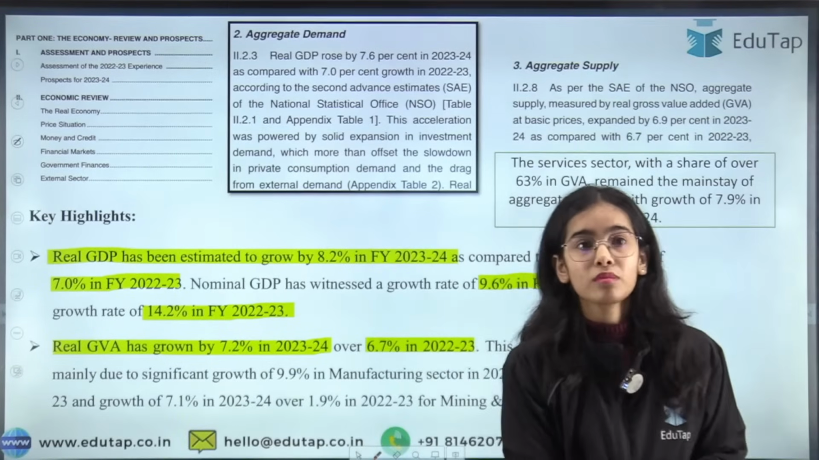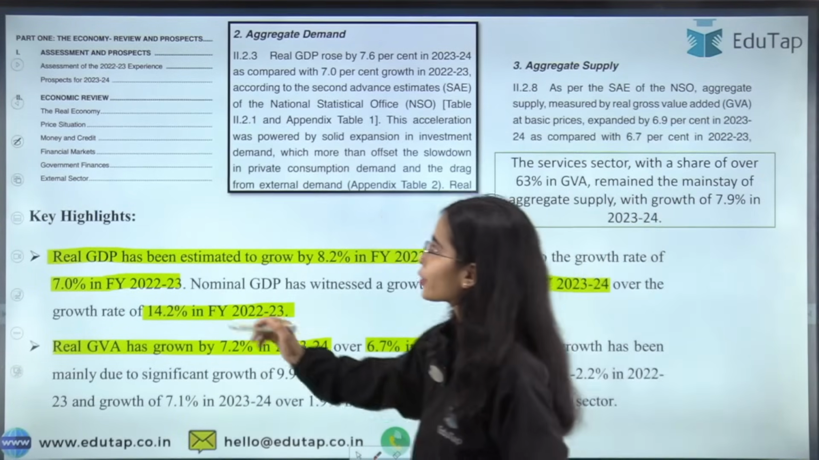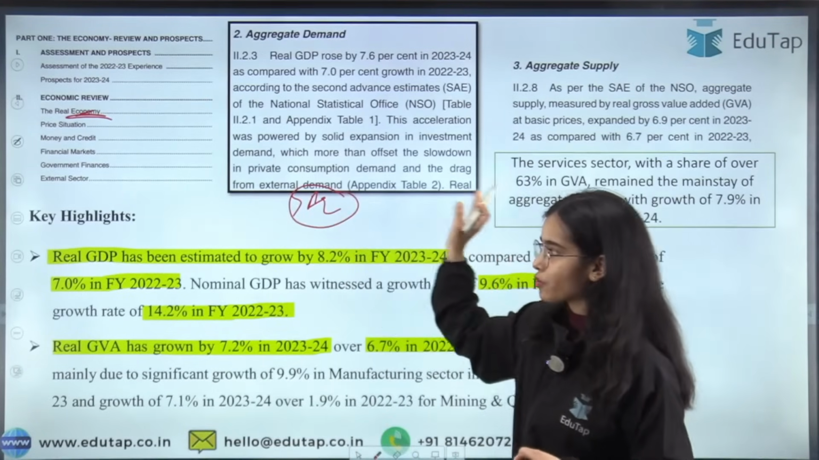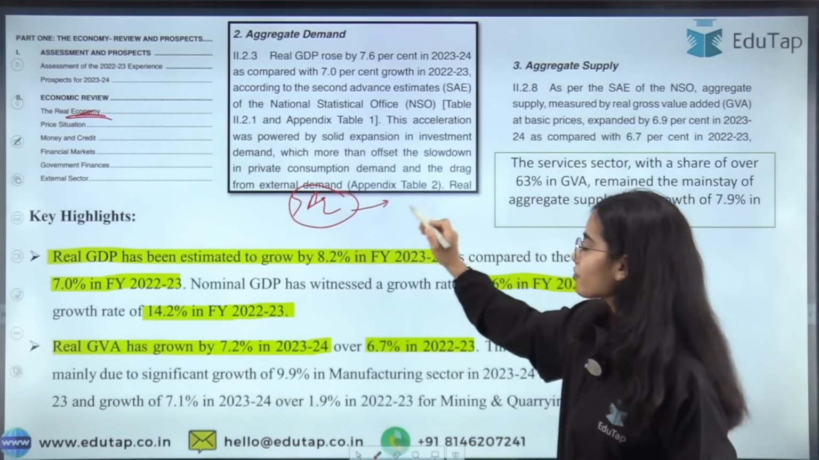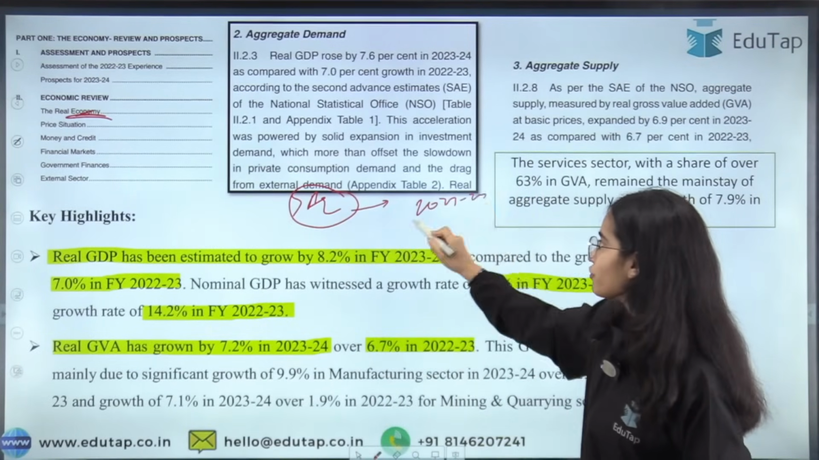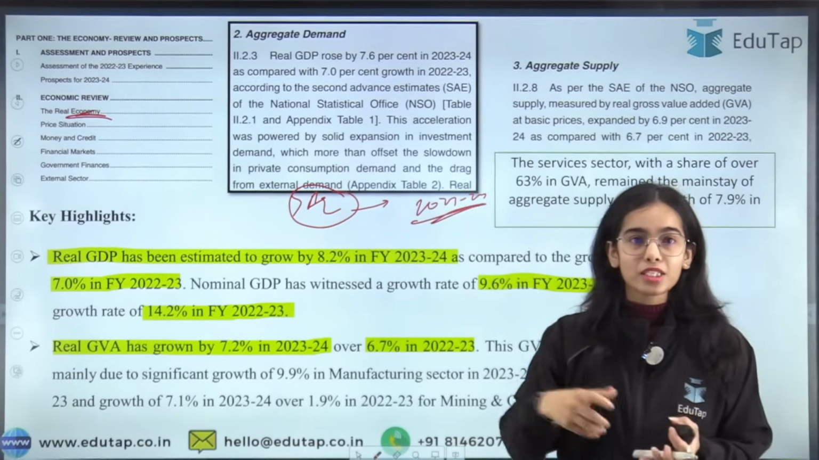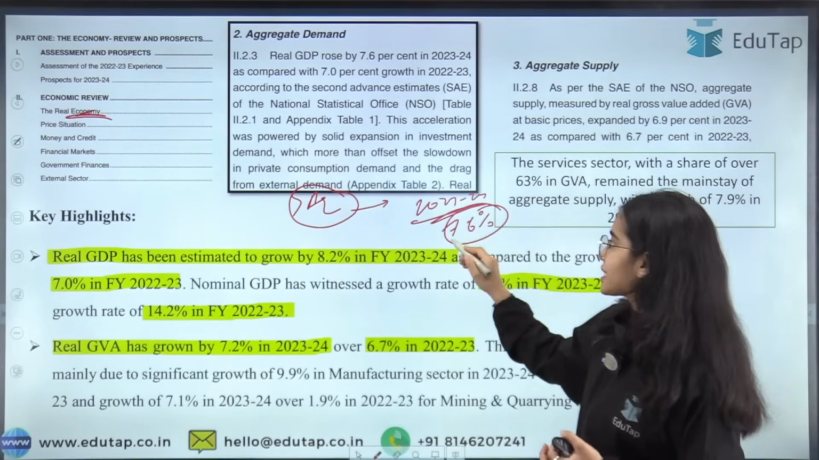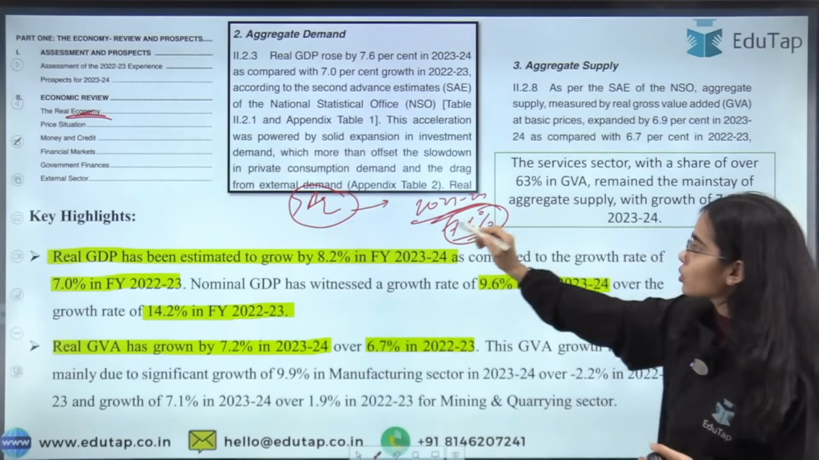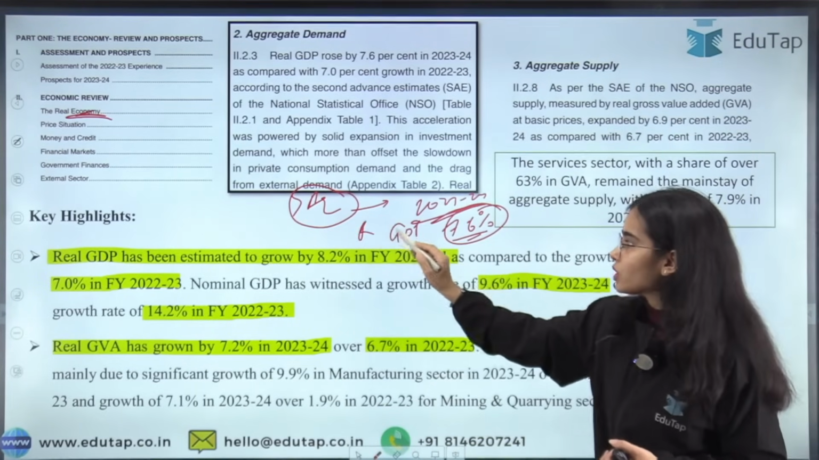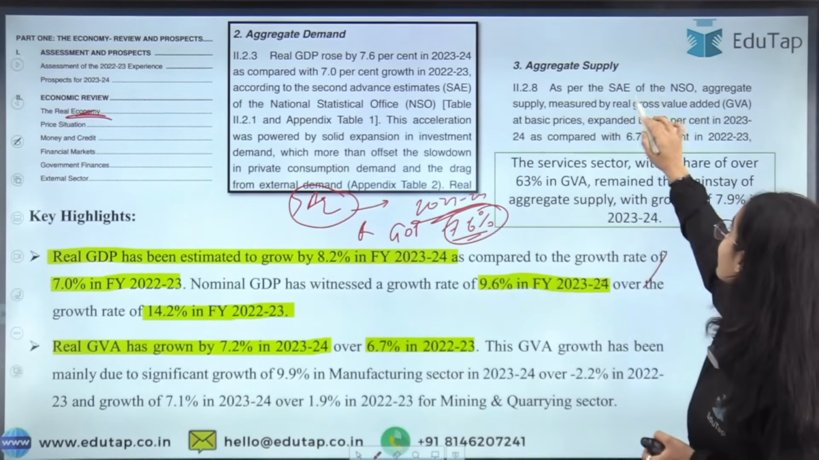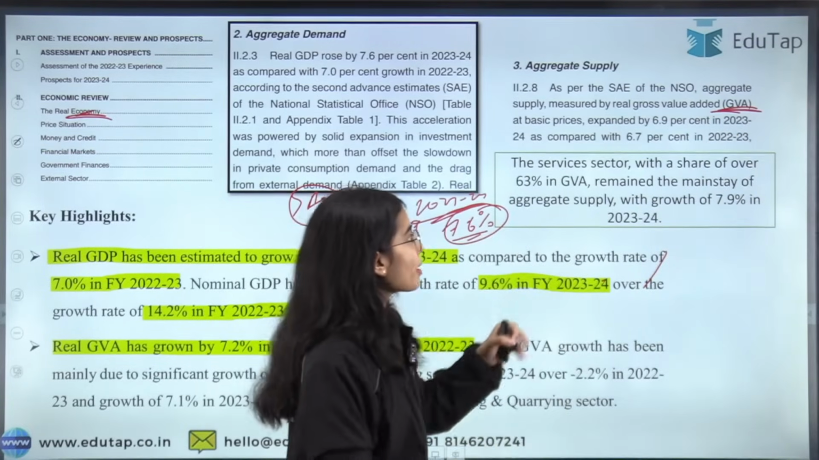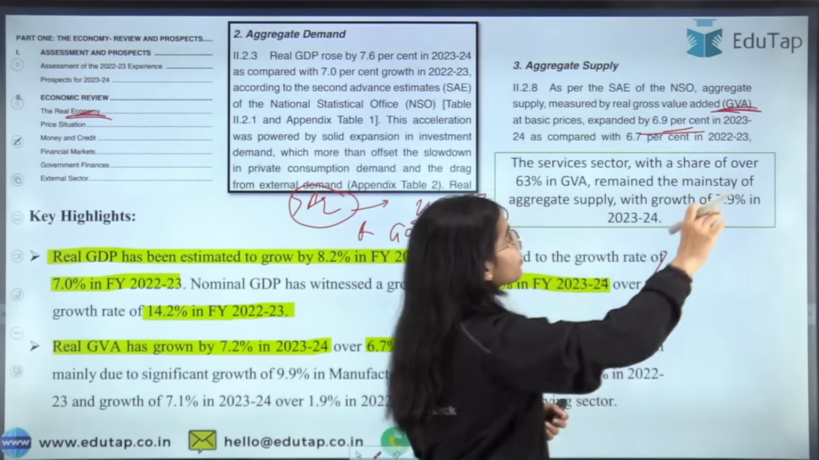So now, as you can see, starting with the economy, the real economy. As per the second advanced estimates, the data that was released, in 2023-24 the economy has grown by 7.6%. Okay, 7.6%, so the real GDP growth is 7.6%. And for the GVA, it was said that the GVA at basic prices has grown by 6.9% in 2023-24.